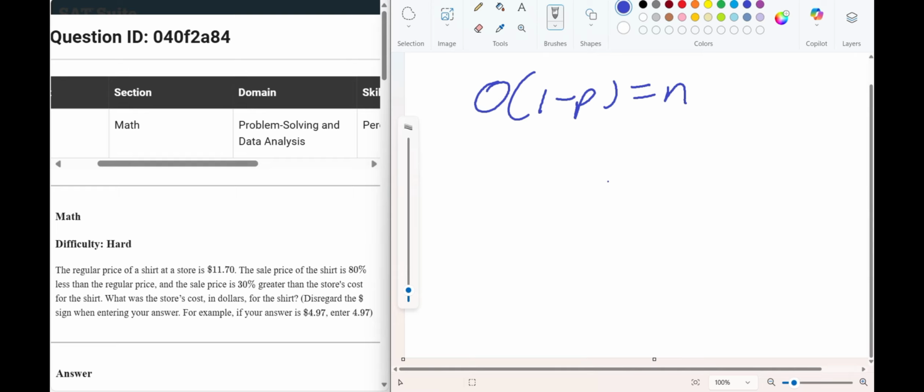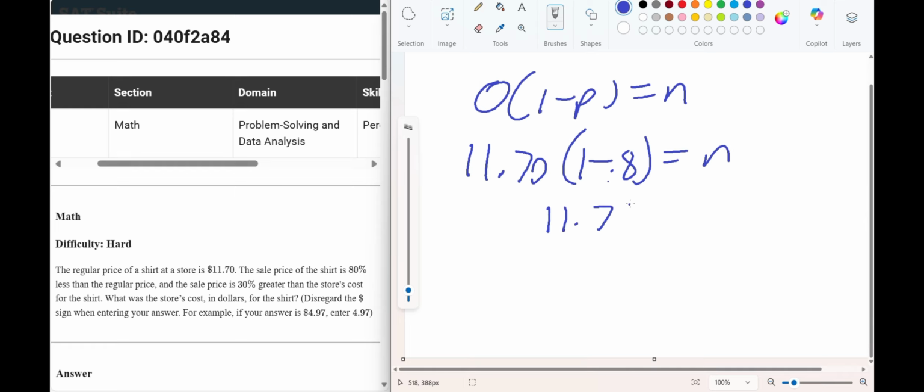Well, we're starting with 1170. We haven't done the decrease yet. And then 1 minus our percentage. So in this case, 1 minus 0.8 to get us to that sale price is equal to that new value. So that's the same as saying 1170 times 0.2. And if we do on our calculator 1170 times 0.2, we end up with $2.34. So that's our new value.